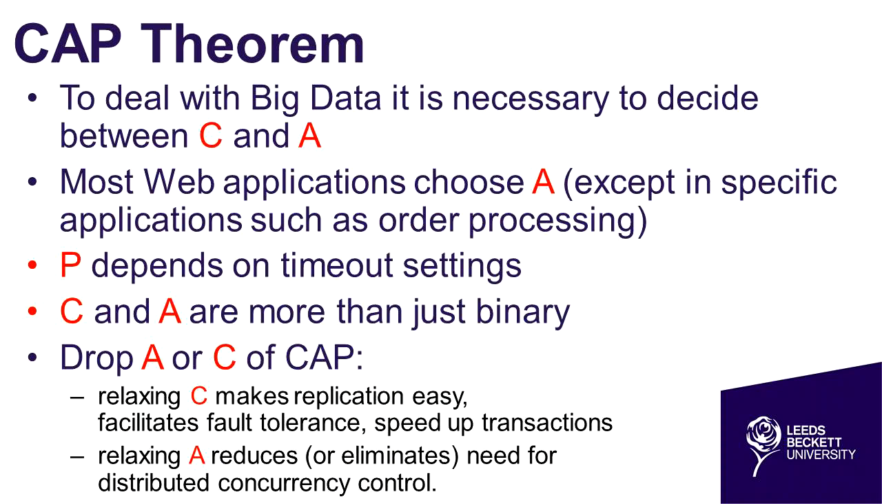The P depends on timeout settings. So depending on which applications the big data serves, the design could involve a focus on consistency and partitioning. Like I said before, these are some of the design dilemmas when it comes to implementing the CAP theorem in a data center. Relaxing consistency makes it easier to replicate the data and provides better fault tolerance and speed of transactions. On the other hand, relaxing availability reduces or eliminates distributed concurrency control. So you can slice it however you want, but there are some trade-offs.